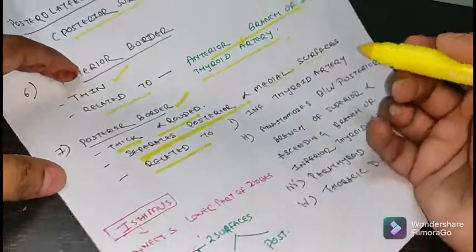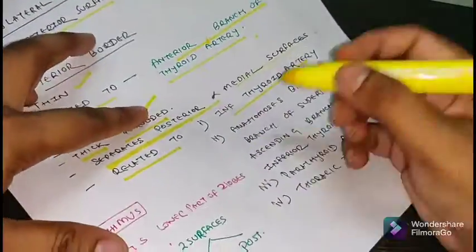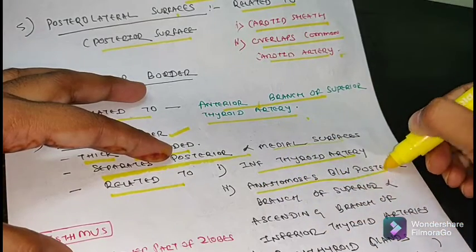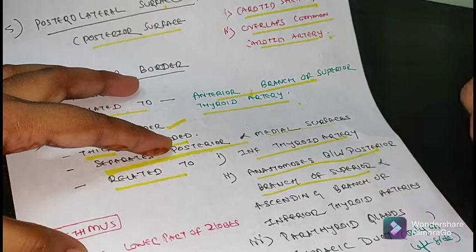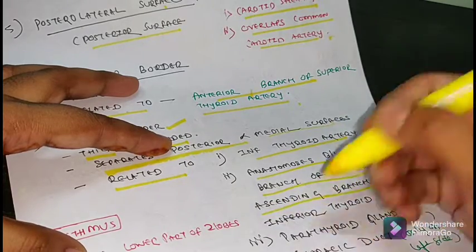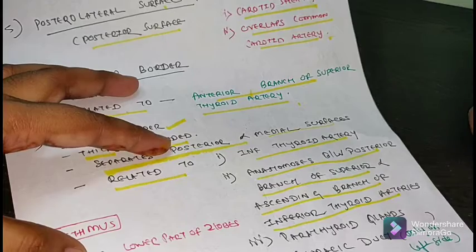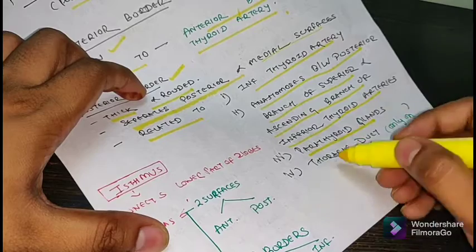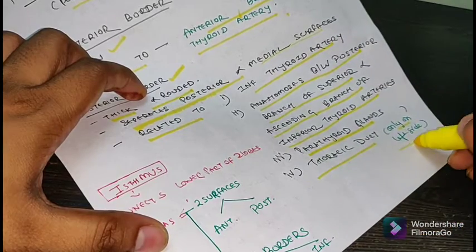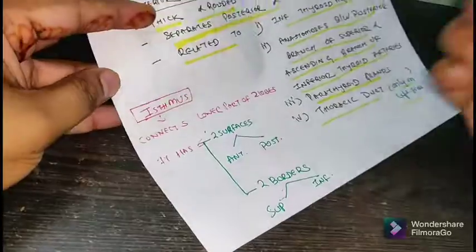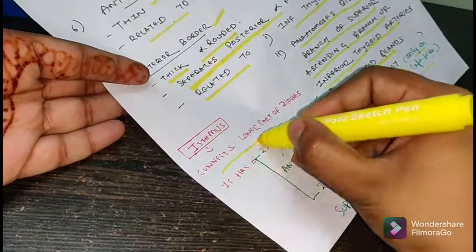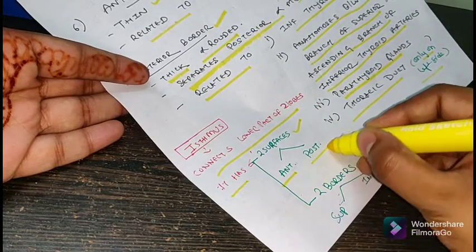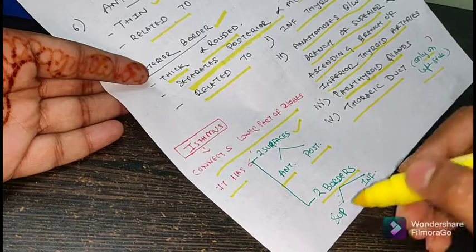Coming to the posterior border, which is thick and rounded, it separates the posterior and the medial surface. It is related to the inferior thyroid artery, and the anastomosis between the posterior branch of the superior and the ascending branch of the inferior thyroid artery. It is related to the parathyroid gland and the thoracic duct only on the left side. Next, coming to the isthmus, it connects the lower part of the two lobes. It has two surfaces, the anterior and the posterior surface, and two borders, the superior and the inferior border.